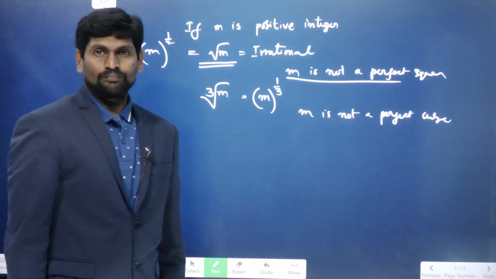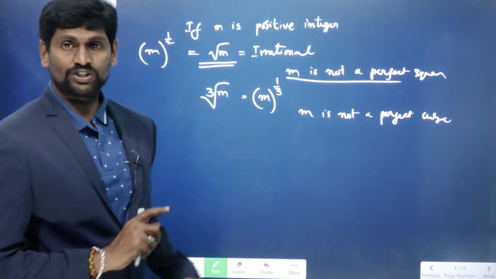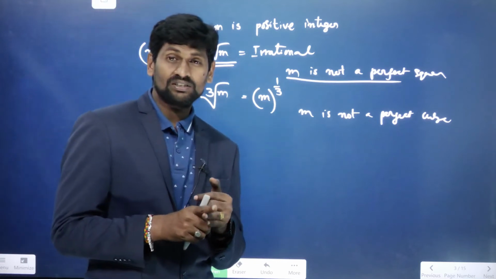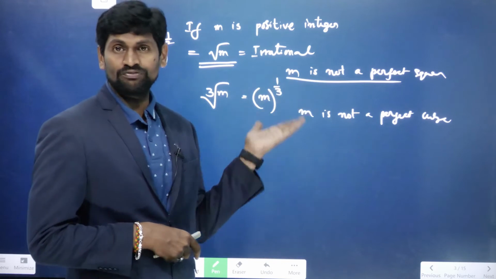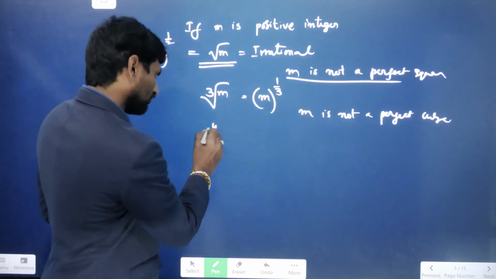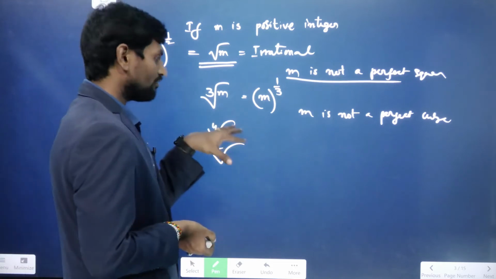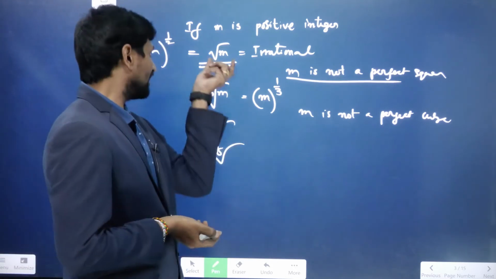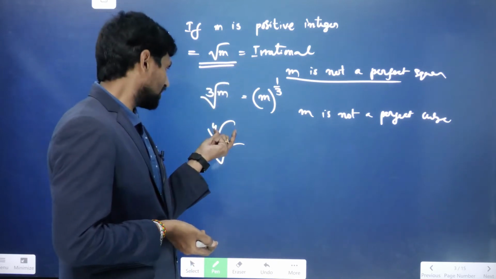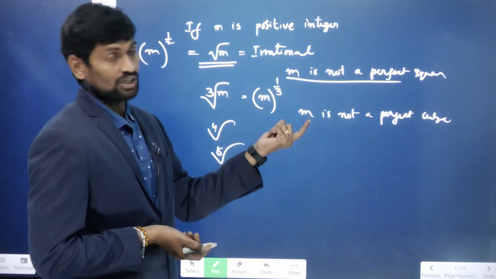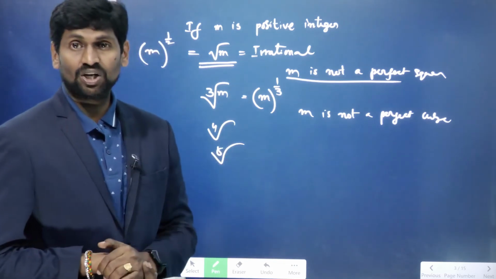Okay? This is one type of irrational numbers. The first one is non-terminating, non-repeating decimals. This is square root, cube root, fourth root, fifth root, like that. Such numbers where m cannot be a perfect square, m cannot be a perfect cube, m cannot be a power of 4, m cannot be a power of 5, such types of numbers are called irrational numbers.